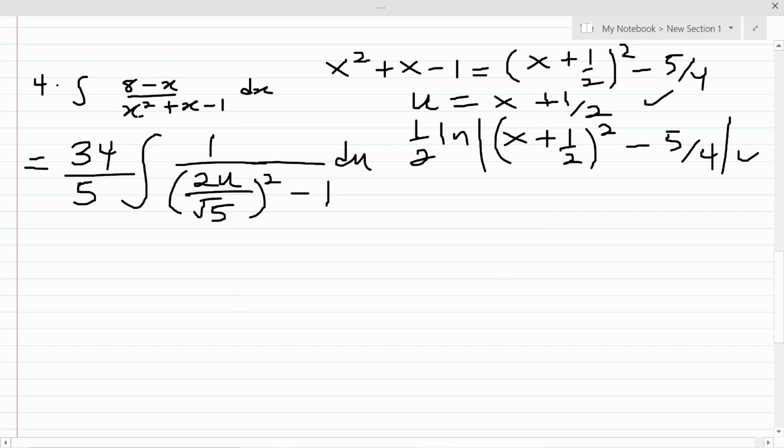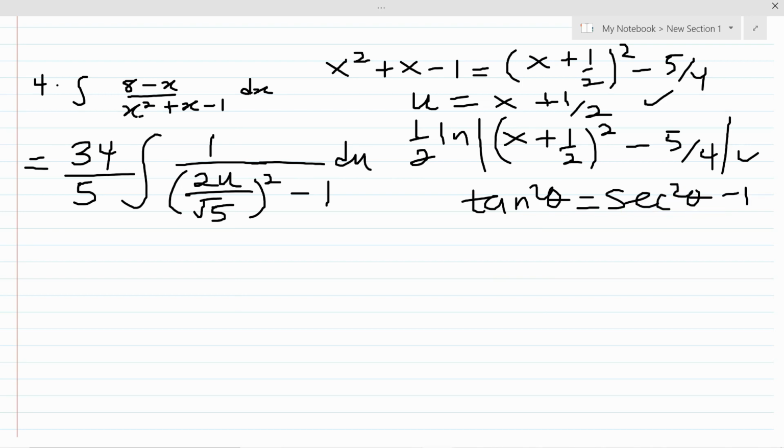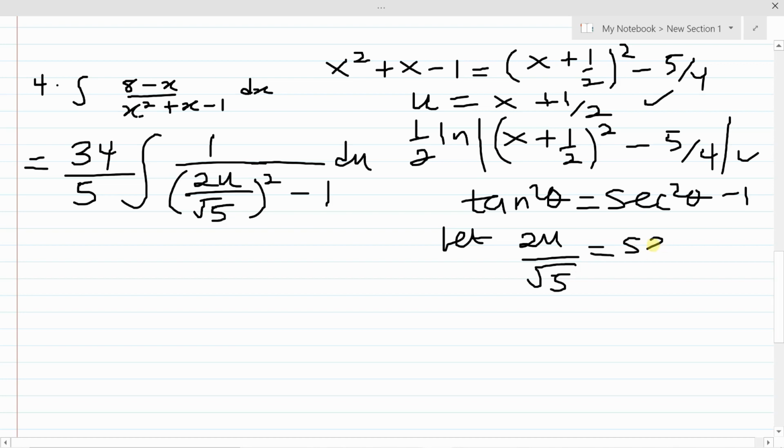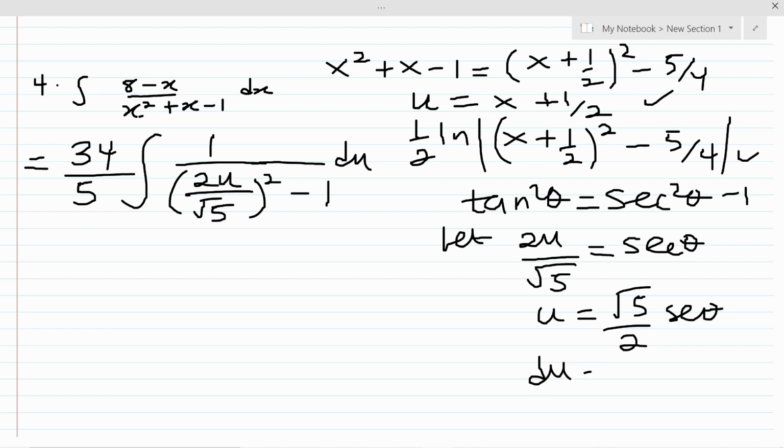Alright, so this is what we have, and we said we are going to use tan squared theta is equal to sec squared theta minus 1. So we let 2u over square root of 5 be equal to sec theta. Then you know that u will be equal to square root of 5 over 2 sec theta. Then du will be equal to square root of 5 over 2 sec theta tan theta d theta.